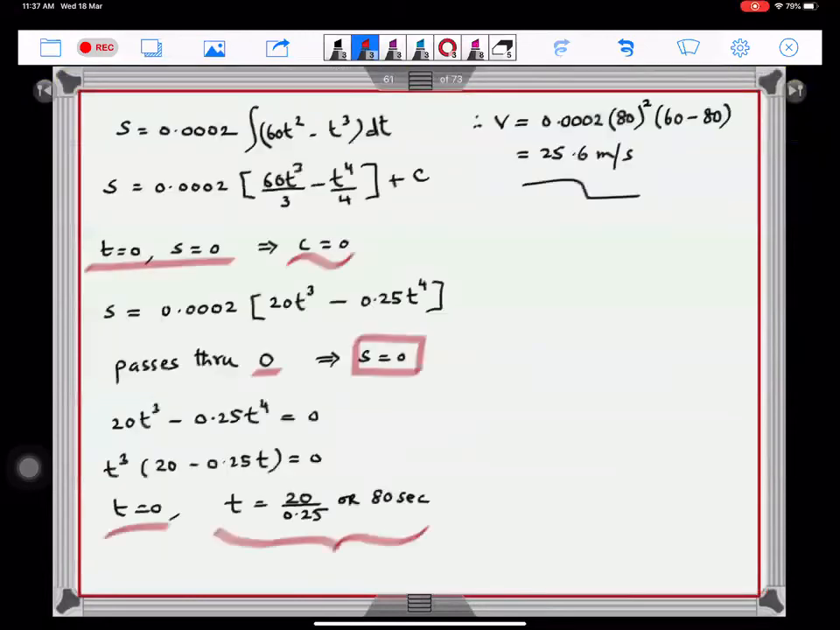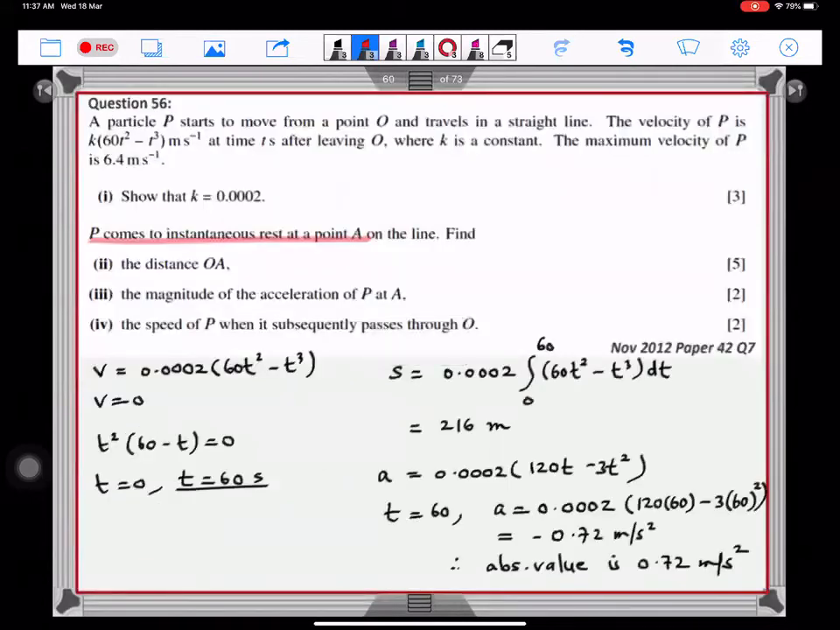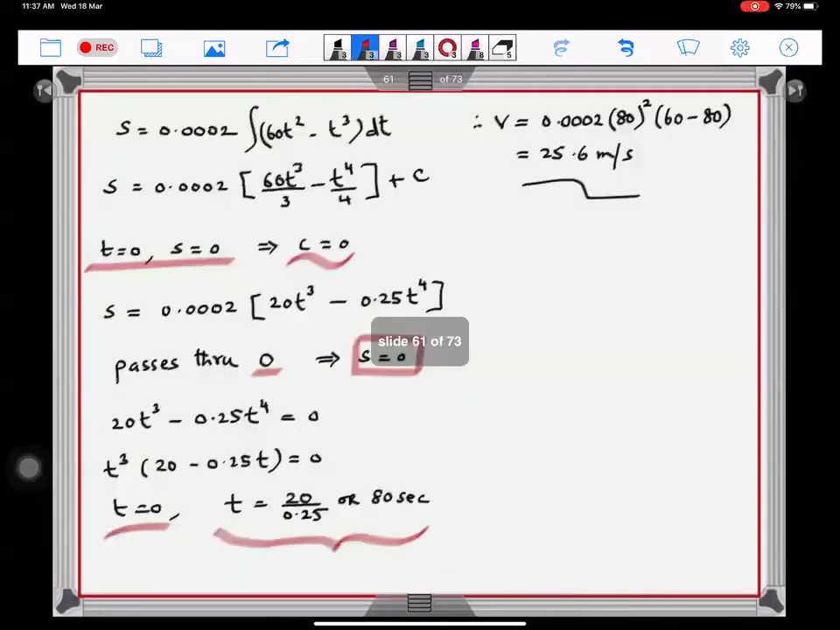That means I need to find an expression for displacement. Why? Because how will I make it equal to 0? So I read the question again. A particle P starts to move from a point O and travels in a straight line. That means it was at O at the beginning of the journey. Initially, displacement was 0. Initially means time t is equal to 0, s is equal to 0. So this is the condition that you plug in.